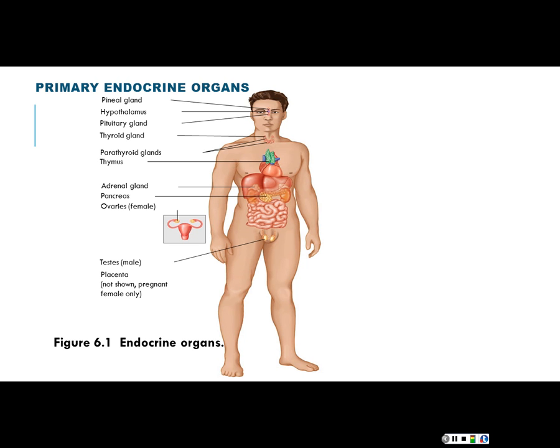So we have primary endocrine glands, so we must have secondary endocrine glands. How could we define a secondary endocrine gland? The main job is not to produce hormones? Very good. Organs whose main job is not to produce hormones, is to do something else.